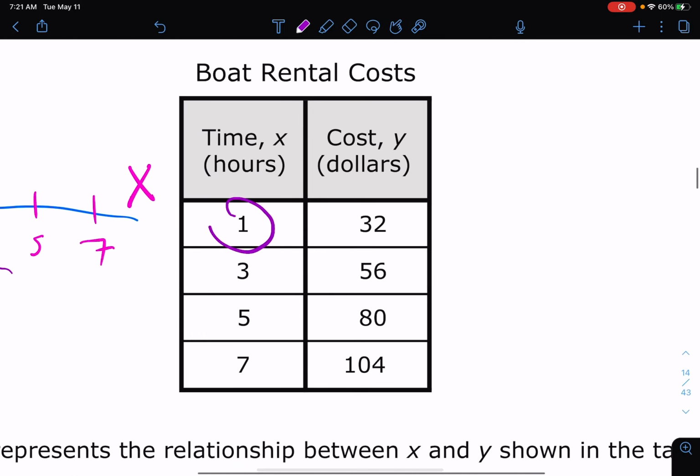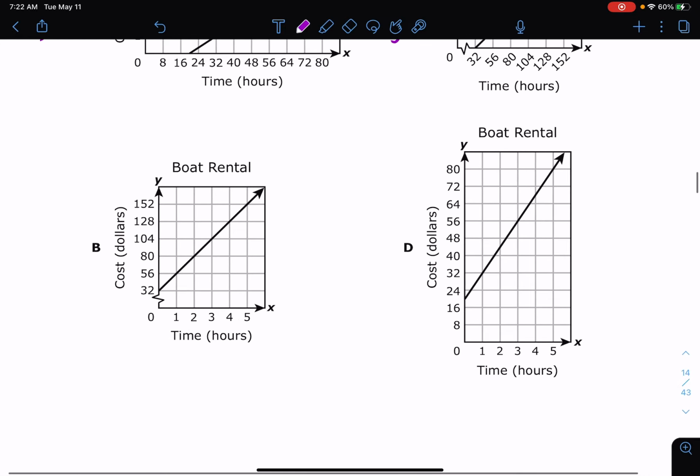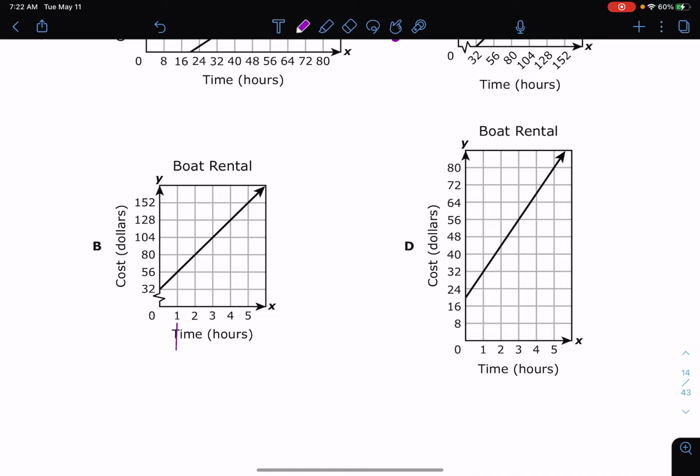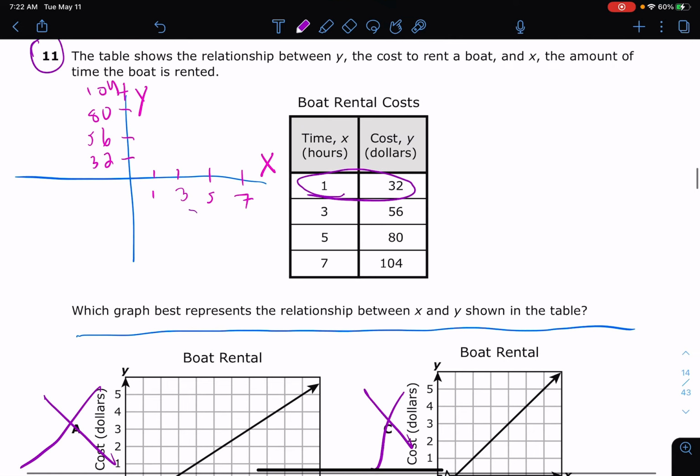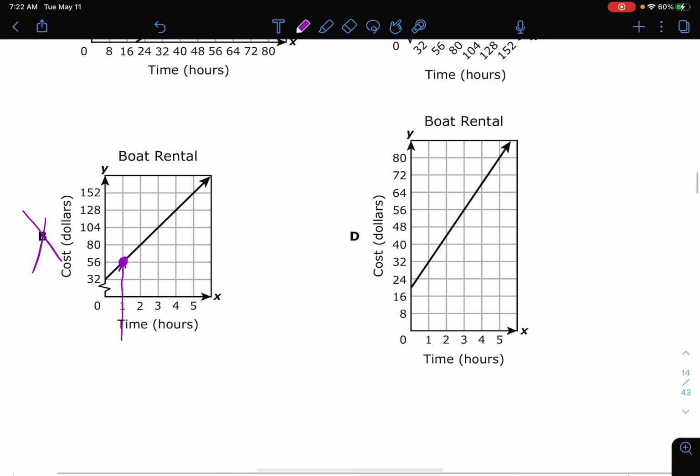Now, for 1 hour, how much does it cost? Para una hora, ¿cuánto cuesta? It costs $32. Cuesta $32. So let's look at that. For 1 hour, it costs 56. Is that correct? ¿Eso está bien? No. My answer is D. Mi respuesta es D.